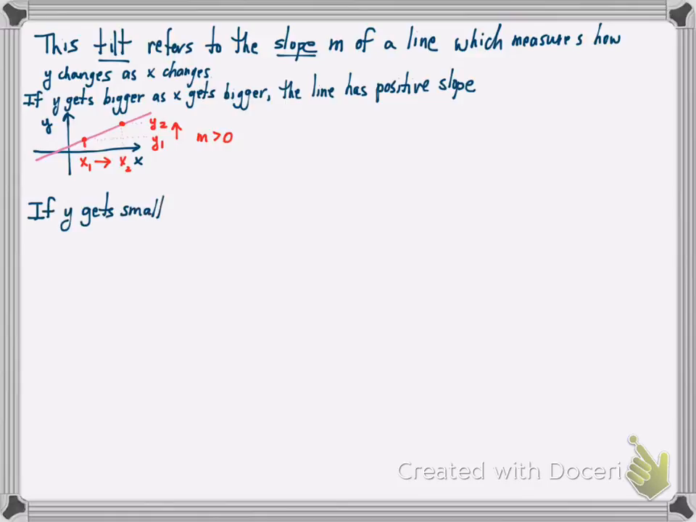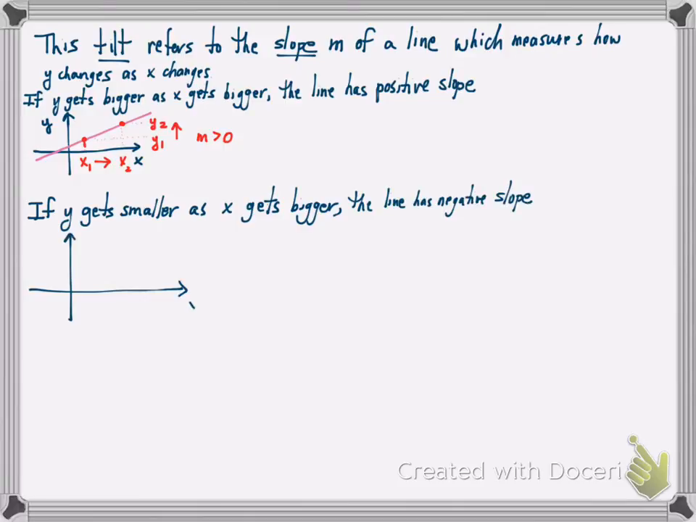If y gets smaller as x gets bigger, then the line has negative slope. And so it's a falling line. As x moves to the right down the number line, y drops. x gets bigger, y gets smaller. That's a line with negative slope.